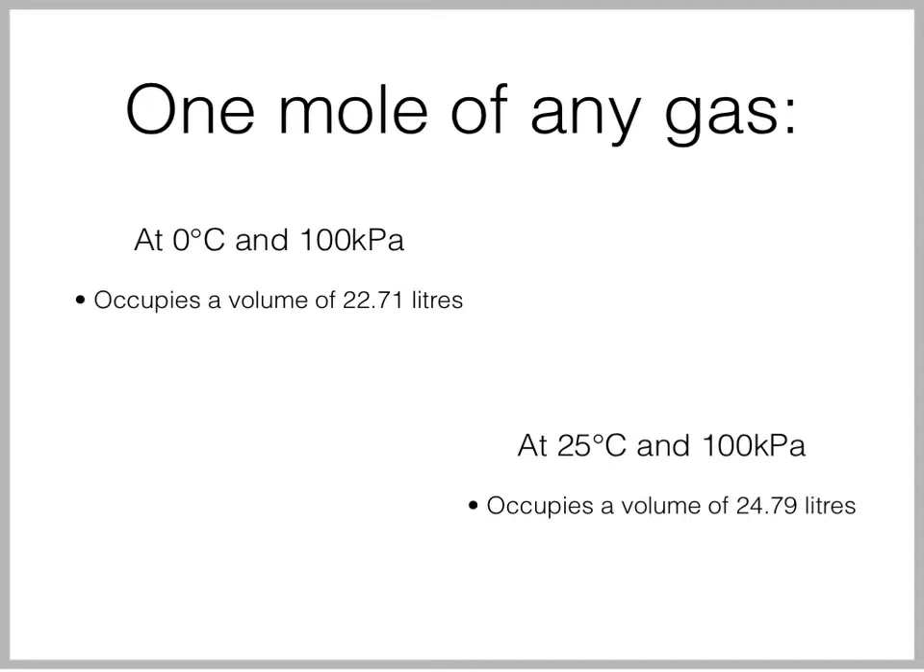So these are the actual numbers that we're looking at. At 0 degrees and 100 kilopascals, 1 mole of any gas occupies a volume of 22.71 litres. At 25 degrees and 100 kilopascals, 1 mole of any gas occupies a volume of 24.79 litres.